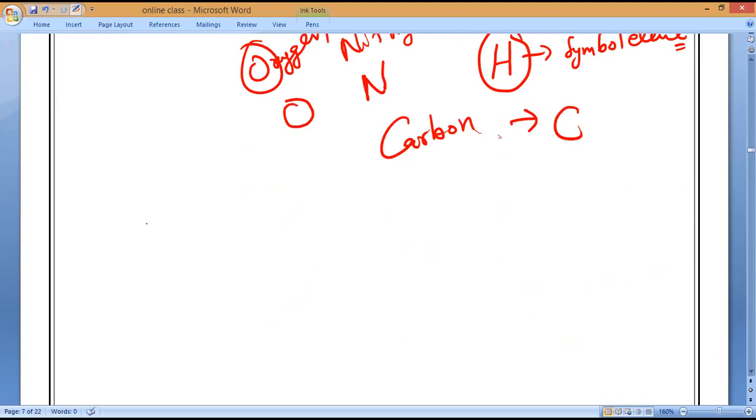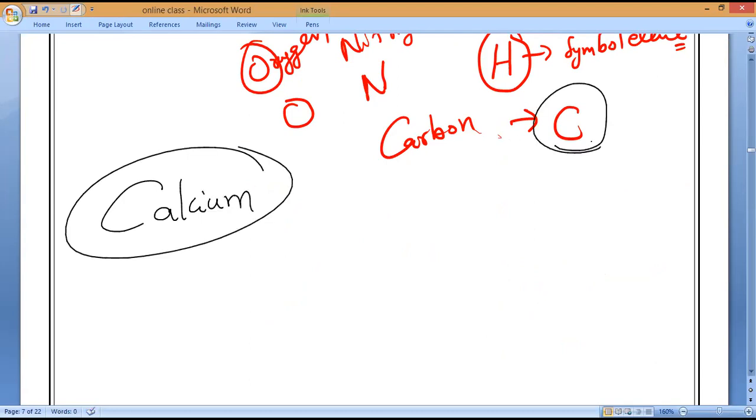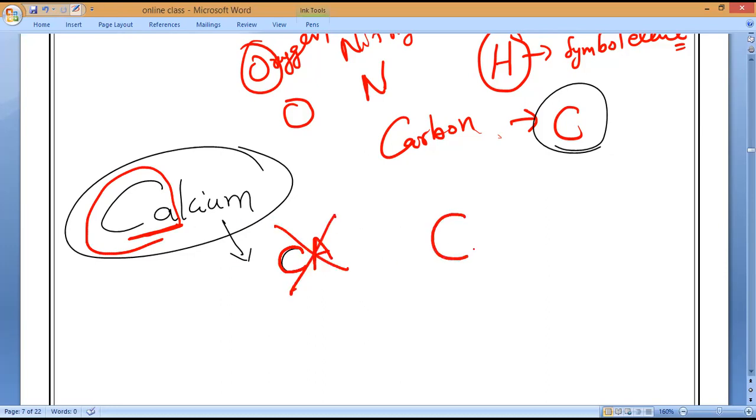Now, if two letters are representing the element, for example, calcium. Carbon is represented with C. Now, can I represent calcium also with C? Is it possible? No, sir. So that is why calcium is represented with two letters. What are the first two letters here? Ca. So the first letter is a capital letter, but the second letter I should not write as capital. It is wrong. So the second letter must be a small letter. You have to remember that.